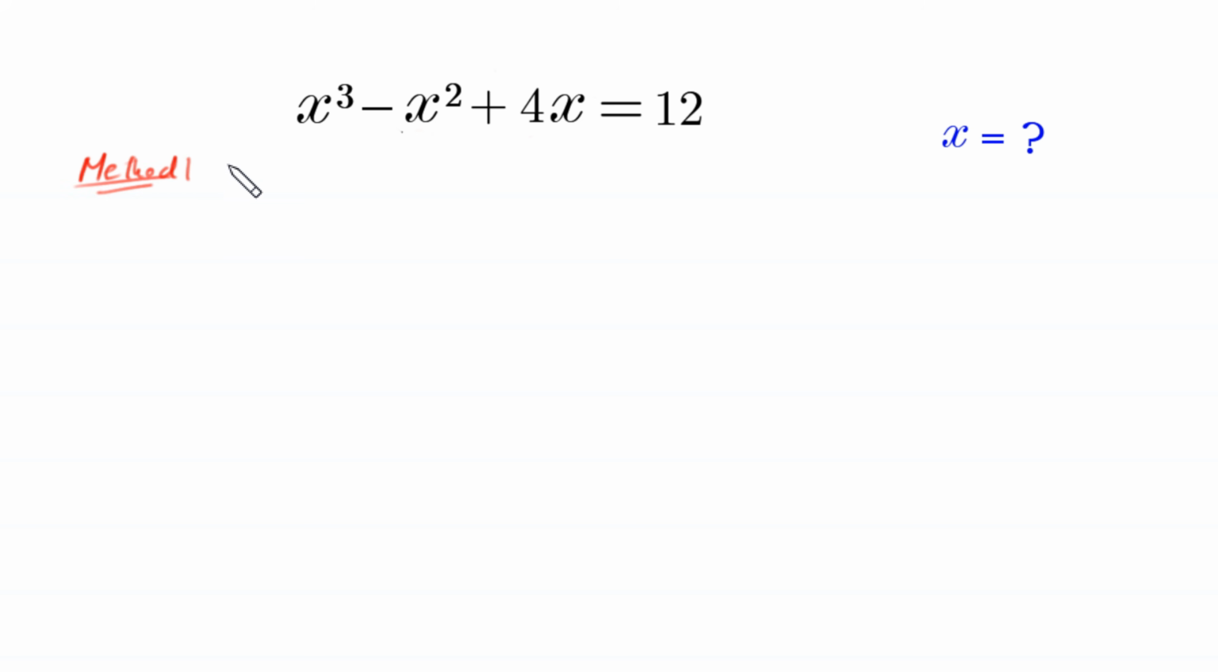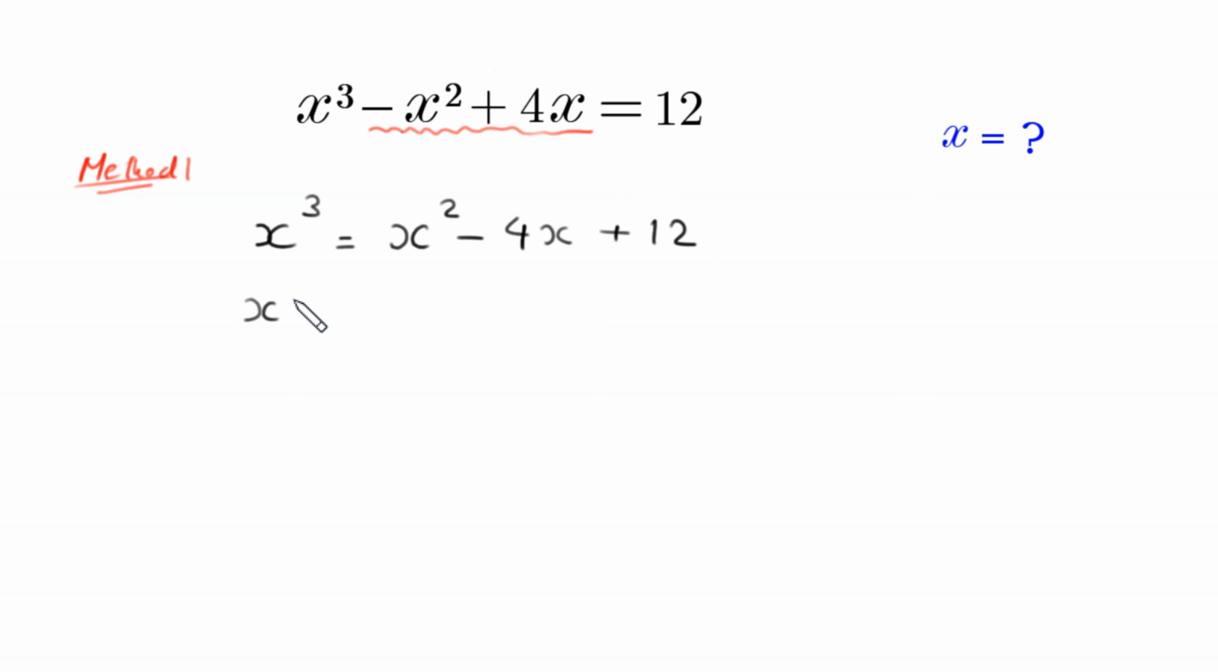In this method we move this negative x squared and plus 4x to the right hand side. Then this equation will become x cubed is equal to, this negative x squared will become positive x squared, and this plus 4x will become negative 4x plus this 12.